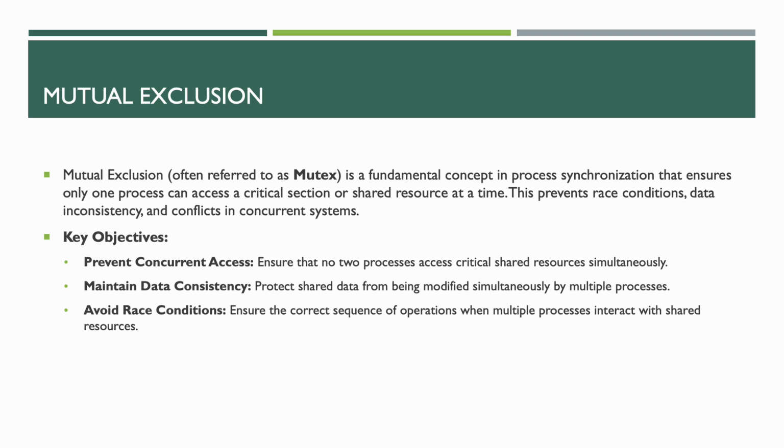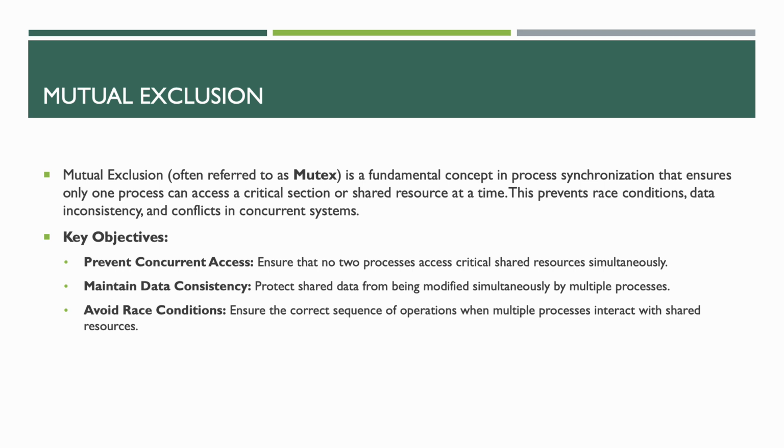Then it maintains data consistency by protecting shared data from being modified simultaneously by multiple processes. Then it avoids race conditions. So these are similar to process synchronization. What process synchronization does is ensure that operations occur in the correct sequence when multiple processes interact with a shared resource.